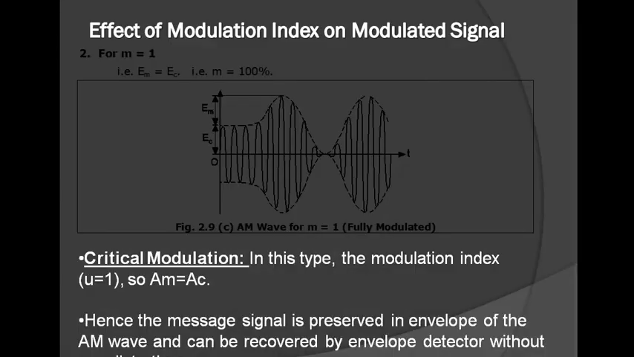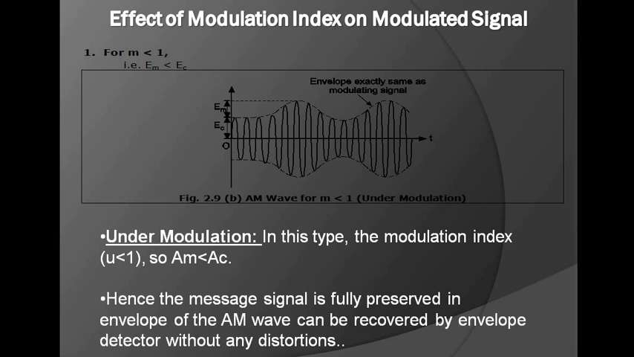So there are three kinds of modulation index. The first one is under modulation, where mu is less than 1, and the amplitude of your modulating signal is less than the amplitude of your carrier signal. In this case also, your message signal can be easily recovered at the receiver side by using an envelope detector, and your message signal is truly preserved in the envelope itself.